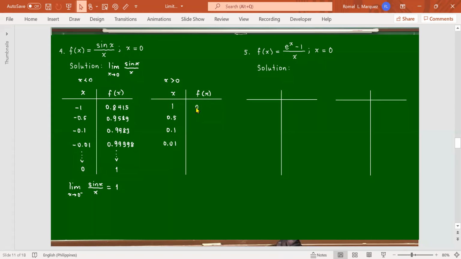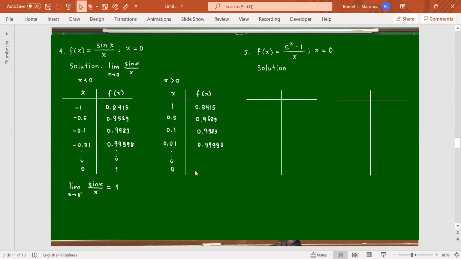I get here 0.8415 also, no? Like for negative 1. When x is 0.5, 0.9589. Okay? When x is 0.1, we have 0.9983. When x is 0.01, we have 0.99998. Okay? So same behavior, no? For f of x compared here to the first table.